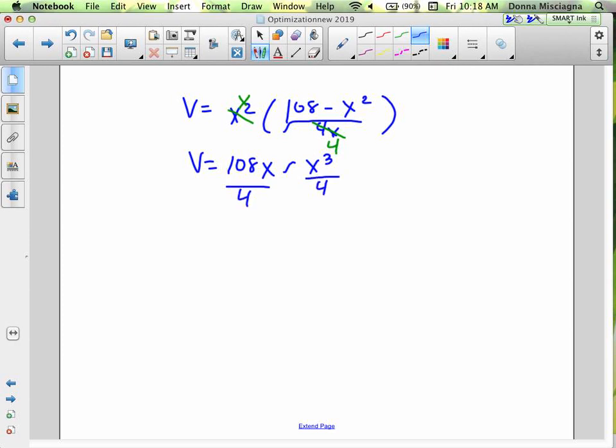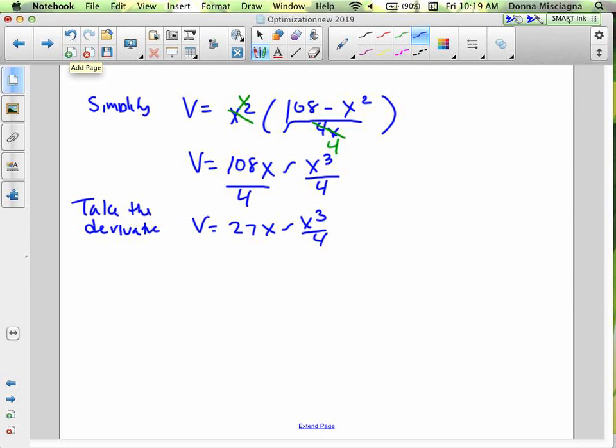Is everyone okay and understands what we did? We multiplied and we just divided everybody by 4. So we make this nothing more than a simple power rule. So this would be 27x minus x cubed divided by 4. Now that it's simplified, now we just take the derivative. This is a straight power rule.